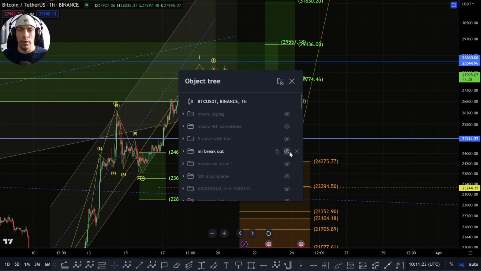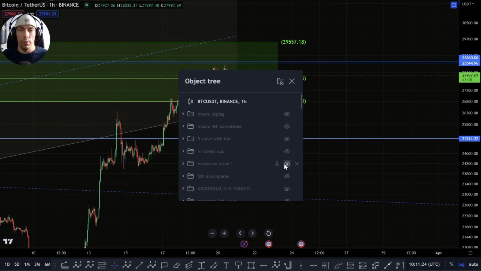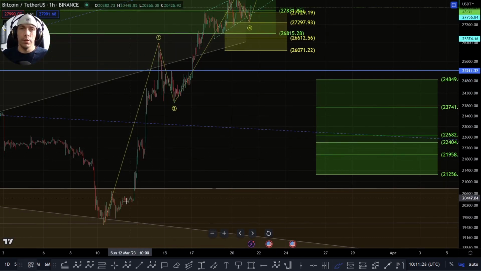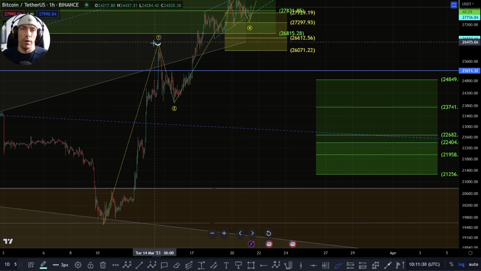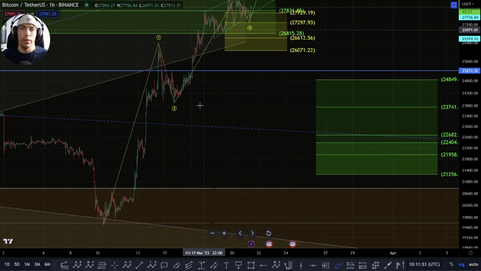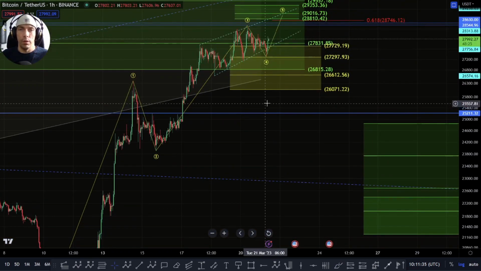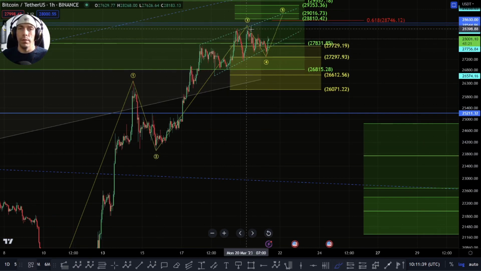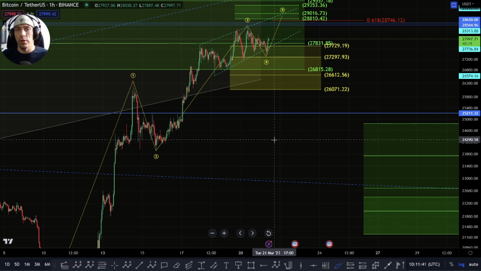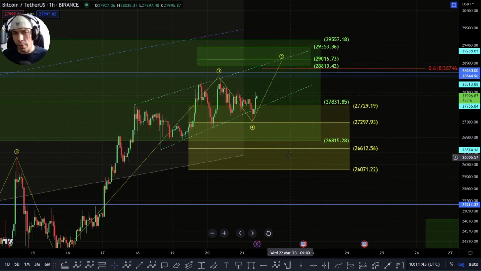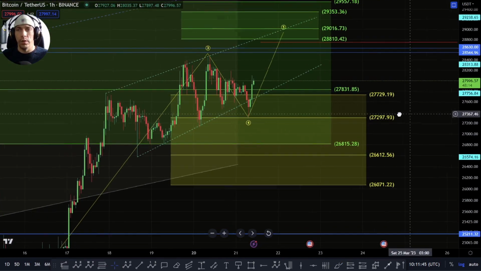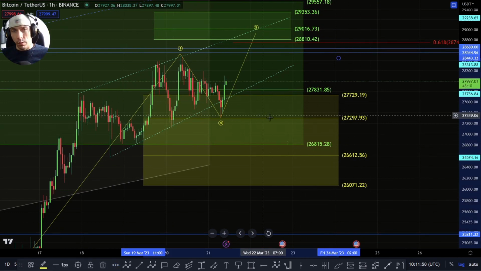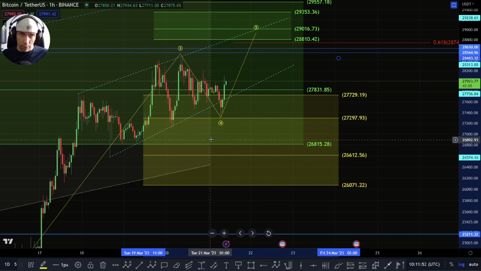So I'm going to go over some of the counts we were talking about yesterday. Before we do that, I'm keeping an eye on this. Potentially, if we wanted to count this differently, we could count this as a wave one into this high here. This is a two. Then what I'd be looking for within this structure is a third wave, potentially into this high here, and then looking for the possibility that we find support in this yellow box region. So we did actually come down to that 0.236.